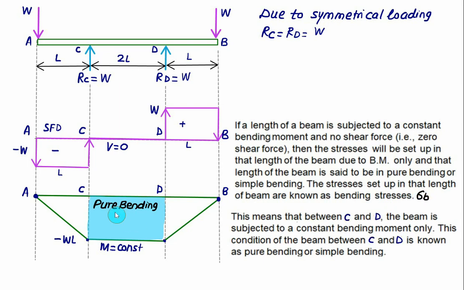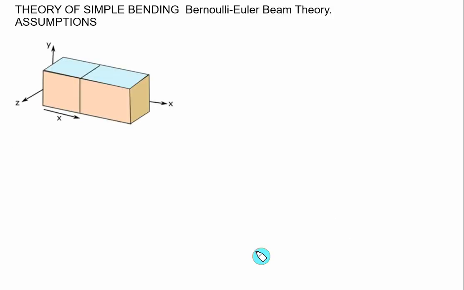This means that between C and D the beam is subjected to constant bending moment only, and this condition of the beam between C and D is known as pure bending or simple bending. So our equation is valid only when the shear force is 0 and the bending moment is constant. Now to derive the equation for bending stress, we have to make certain assumptions.